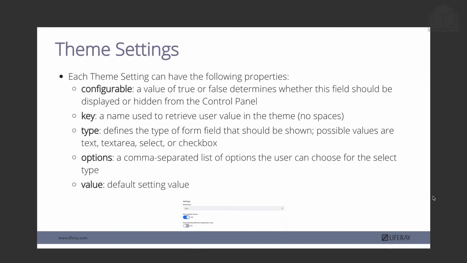Again, we'll actually build some of these out together. So each theme setting can have the following properties. I've already mentioned the configurable property. This will basically determine whether or not whatever this theme setting is can be changed by admins in the menu, specifically site administration. There is the key, and the key is going to be how we retrieve the value. We can actually take these keys and turn them into variables in FreeMarker, which we'll see as well.